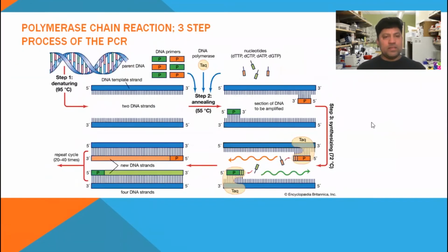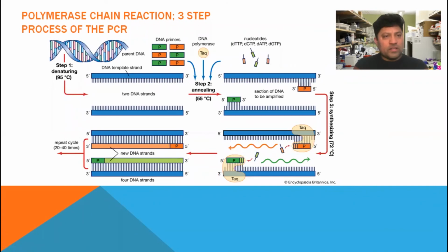This is another diagram. It highlights the polymerase chain reaction, all three steps involved in its whole operation. There are three steps involved in the PCR machine: step 1, step 2, and step 3. Step 1 is called denaturing, or the split of the DNA into two strands, the template strand and the other strand, the complementary strand.